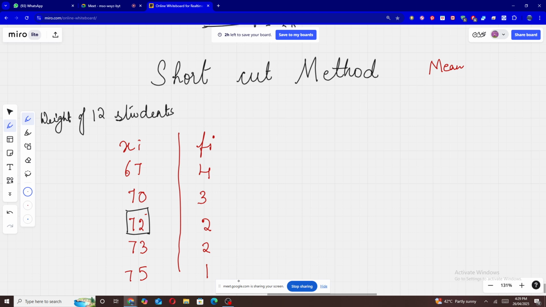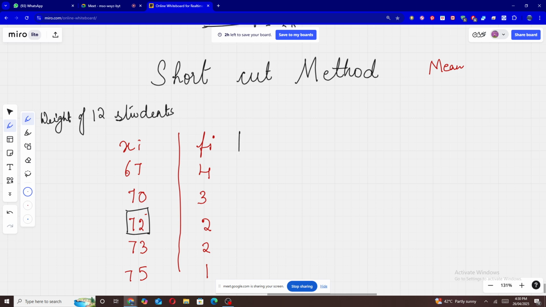If it was an even count, what would I do? I can take any of the two middle values, 72 or 73. I would take 73 because if it's a greater number, it will become even easier. You can take any one of them. Whichever is coming in the middle, your answer will be the same. So my assumed mean is 72.